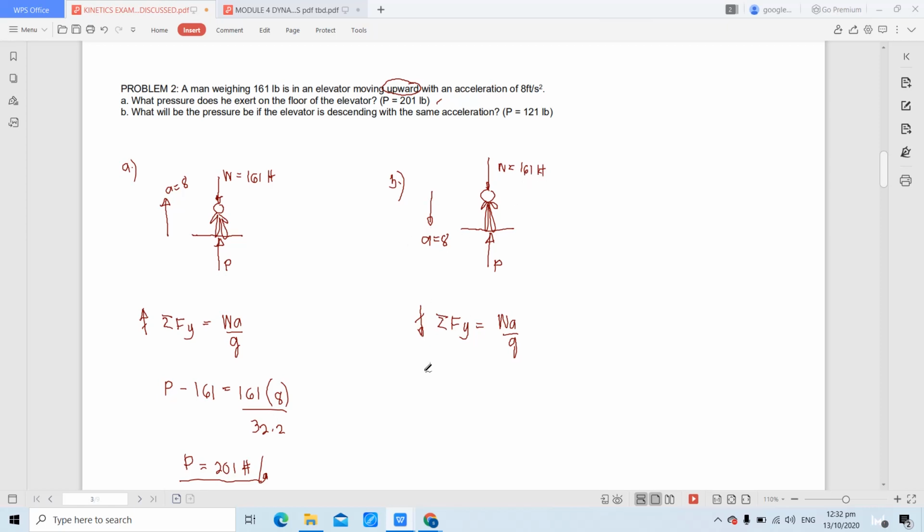So, 161 is positive. Force P is minus P, because it is going upward. The weight is 161. Acceleration is still 8. Gravitational acceleration is 32.2. So, computing for the value of P, this becomes positive here. Move this to the other side, it becomes minus. What is the value of P? It should be 121 pounds. Okay, so the answer we got is correct. So, that is problem number 2.